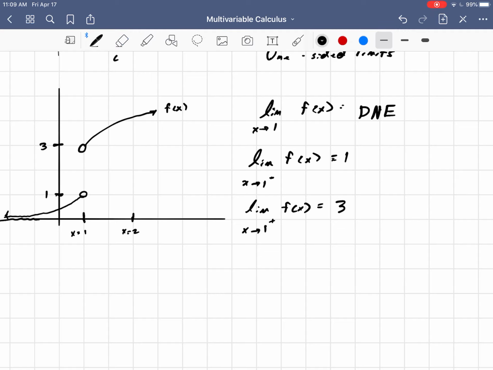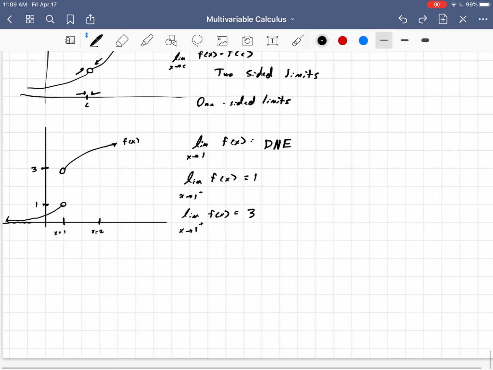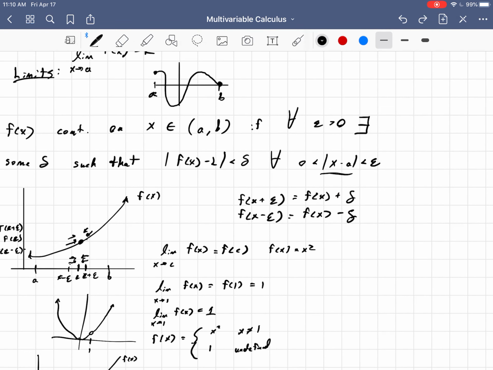Now, a thing I want to point out is that it did not matter whether this was an open circle or a closed circle. For example, I could make this a closed circle. The limit would still be 3, because, again, the function doesn't need to be defined at the point you're taking the limit at, because the limit is only concerned with what the function approaches. That's the key idea of limits. It's all about what the function approaches, if you haven't picked up on how many times I've said approaches already.